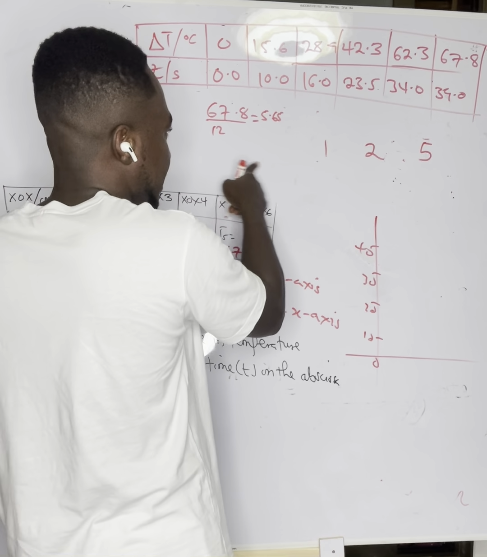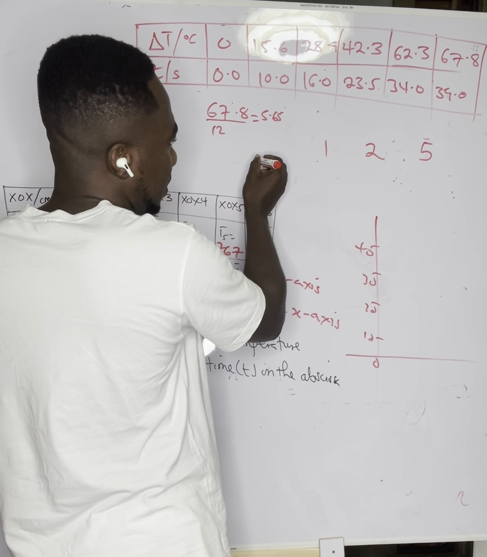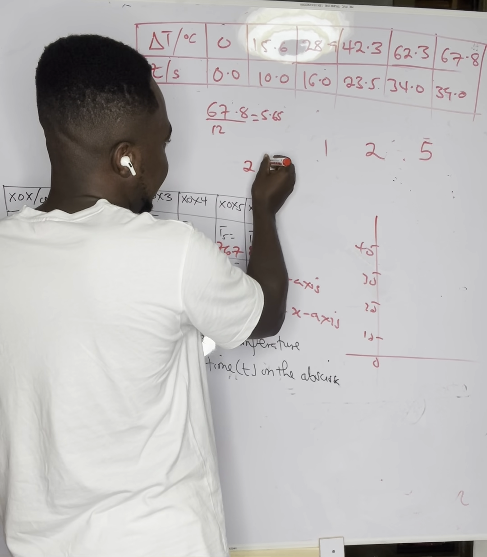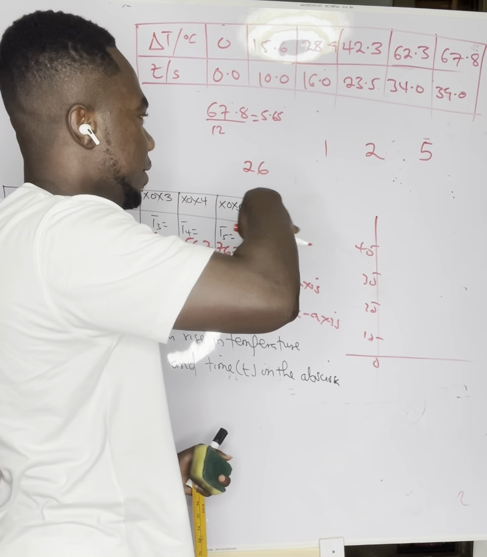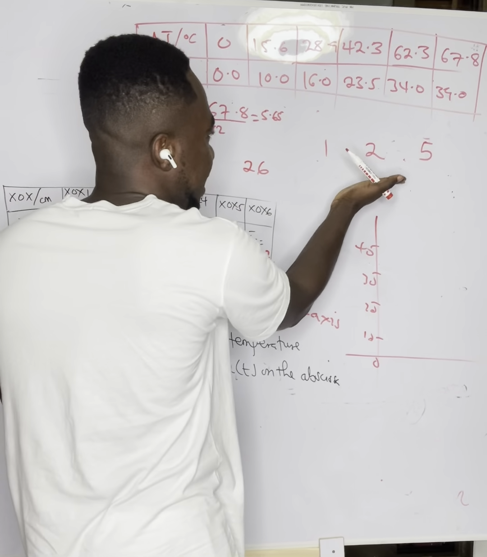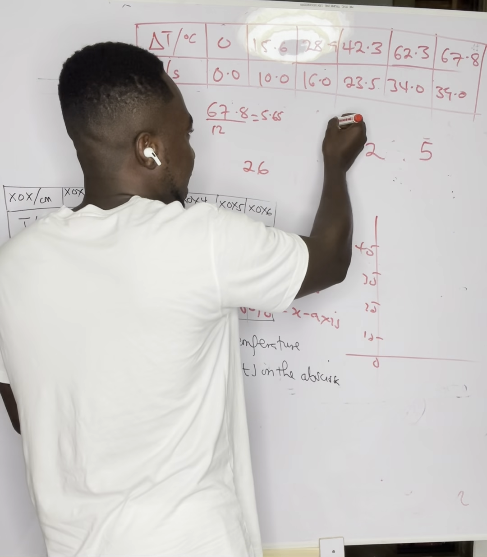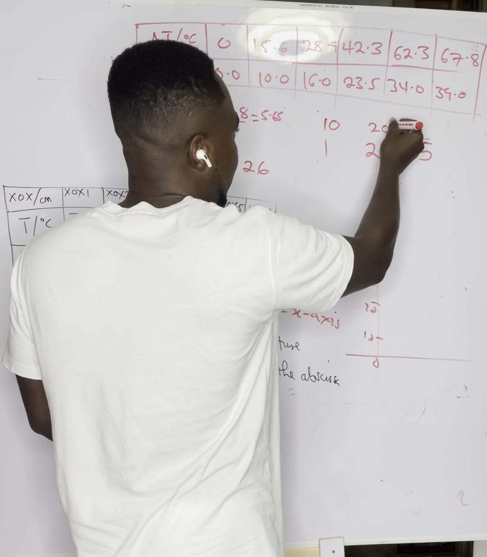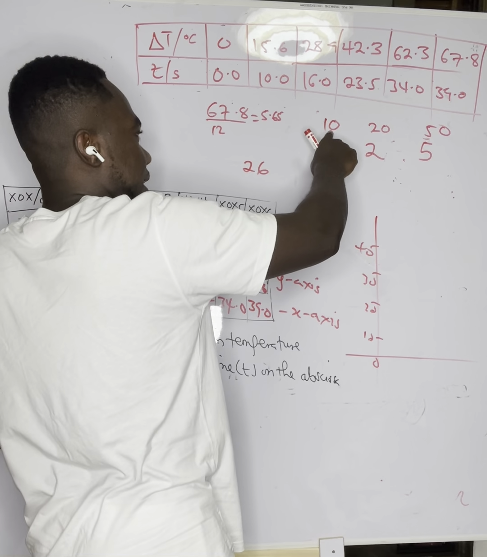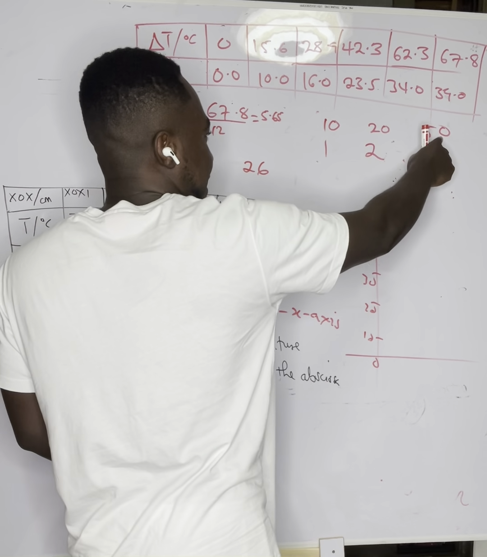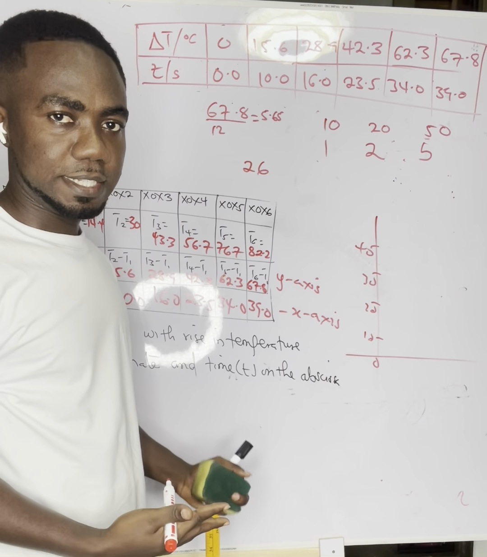Assuming after dividing, we had something like 26. After dividing, 26 is not within this range. So when you get a value which is not within the range, you can increase your plottable values by multiplying each of the digits by 10. This one tends to 10, 20, 50. So this value comes to this range. 26 is more than 10, we don't choose it. More than 20, but it's less than 50. So your interval will be 50. You use 50 as a scale for the y-axis.